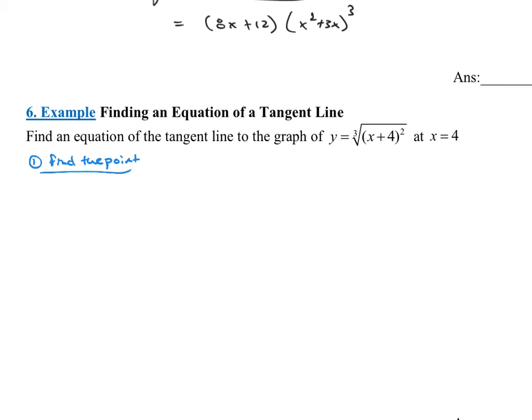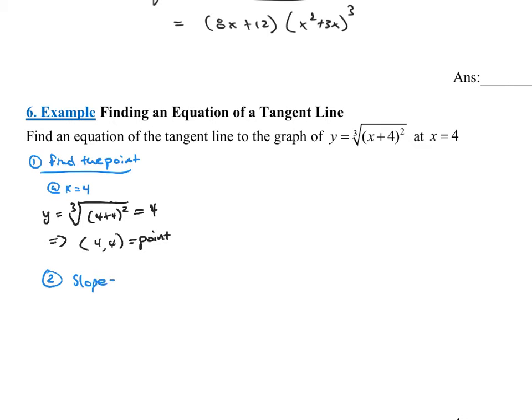At x equals 4. So how do you find the point? Well, you look at x equals 4 and you plug it in, into the original function. y equals the cube root of 4 plus 4 quantity squared. So 4 plus 4 is 8, squared is 64. The cube root of 64 is 4. 4, 16, 64, yep. So that tells me that my point is the point (4, 4). Let's see if that's what you guys got. Please verify. But that gives me my point. The second thing that I need is the slope, right?